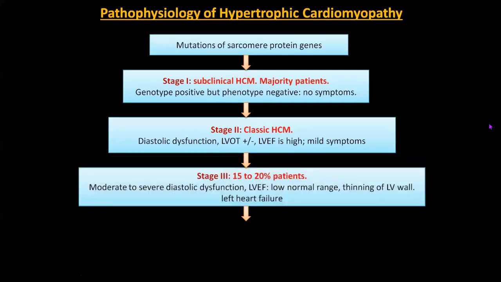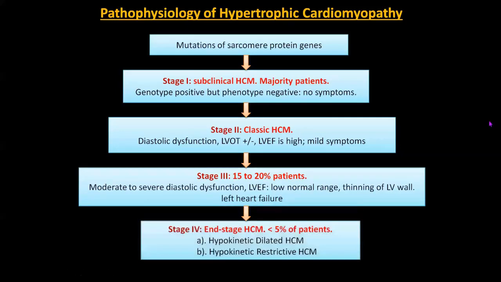In stage 3, patients have diastolic dysfunction, which is moderate to severe. Ejection fraction is in low normal range. In stage 2, the ejection fraction is high, but in stage 3, it is in low normal range. Left ventricular wall is thick in stage 2, but in stage 3, it begins to become thin. These patients suffer from left heart failure. 15 to 20% patients progress to stage 3.